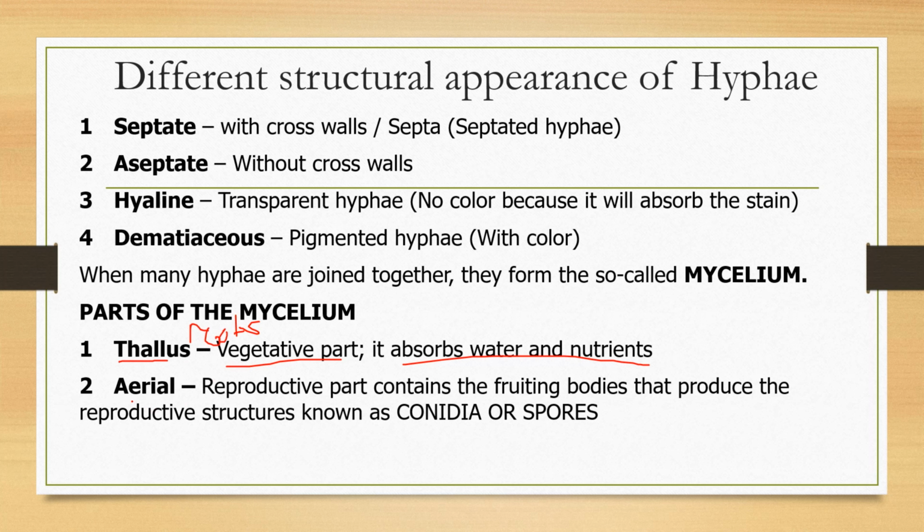And then we have the aerial mycelium, the reproductive part containing the fruiting bodies that produce the reproductive structures known as your conidia or spores. So do take note of that. Kasi yung fruiting body is the one that is able to reproduce, or the reproductive structures are known as the conidia or the spores.